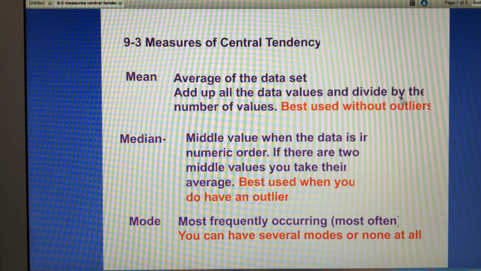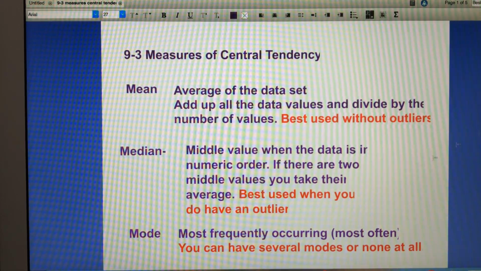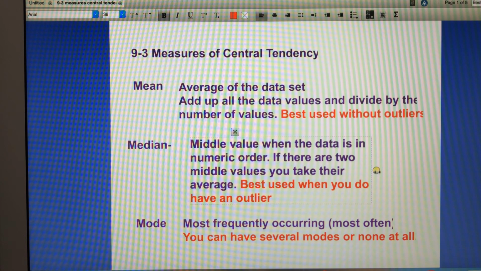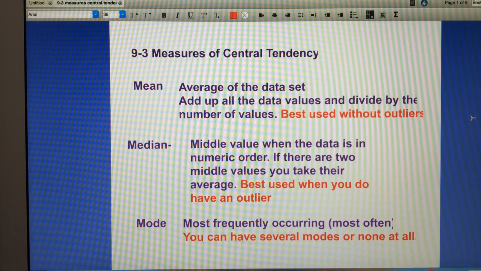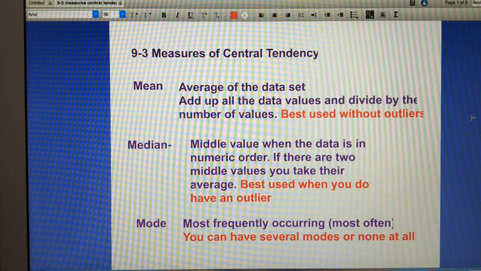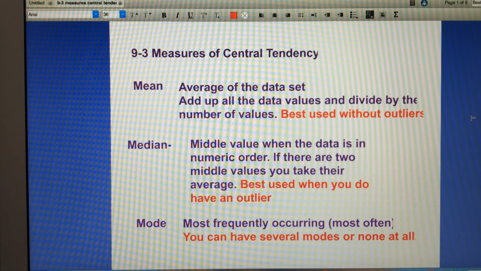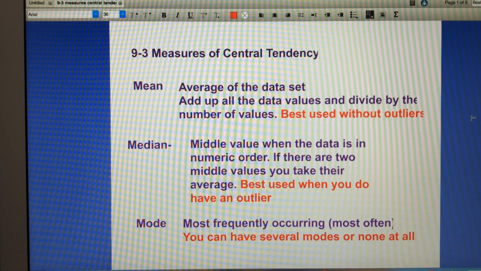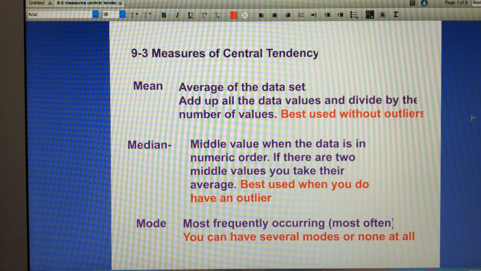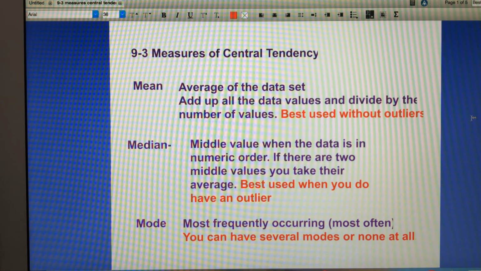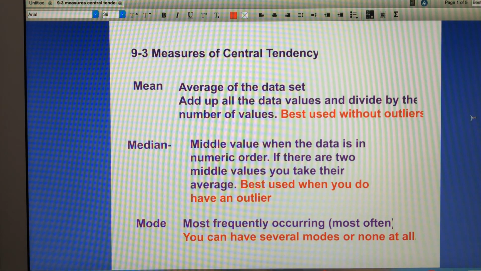Median, middle value. This is when you have your data set and it's in numeric order. It's in numeric order. If there is a center number, that's the median. We did this with box and whiskers, and you know if you have one number in the middle, that is called your median. But if there are two numbers in the middle, you take their average. You find their average, and now you create a median that was not even part of the data set. This is best used when you have an outlier, because now that one outlier number doesn't have that great of an effect on the data. It's only one number out of all of them.